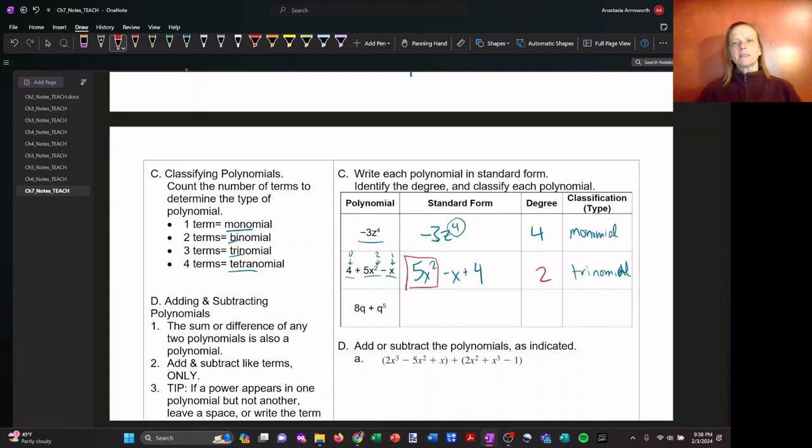For my last polynomial, I see 2 terms. So this is a binomial. And 5th degree, 1st degree. So I want to write this in the order q to the 5th plus 8q. And therefore, my degree is 5th degree because of that 5 exponent on the leading term.